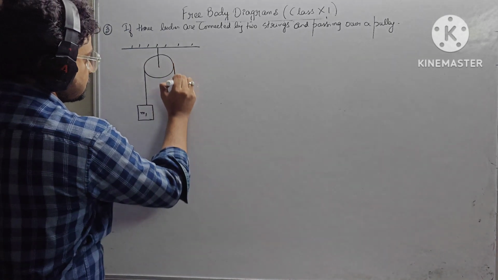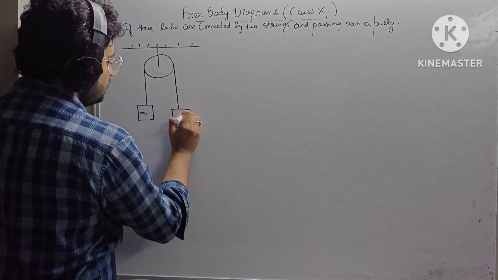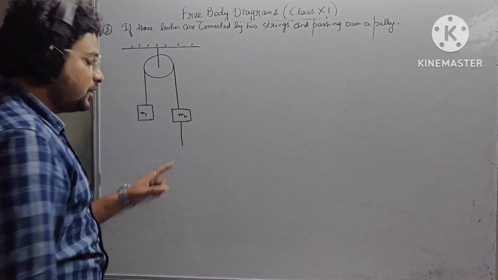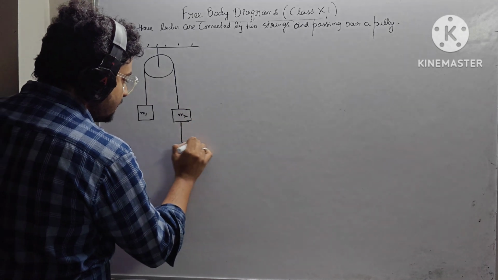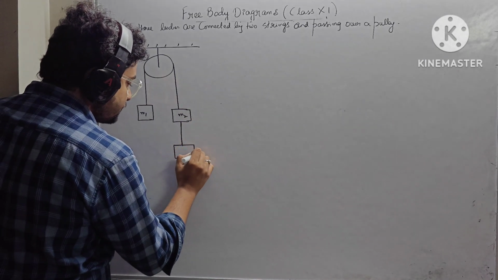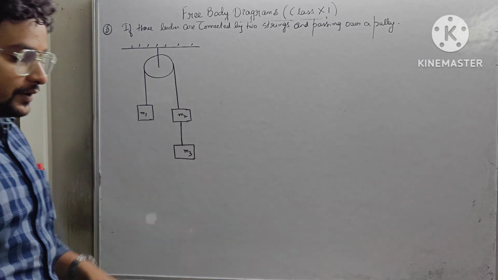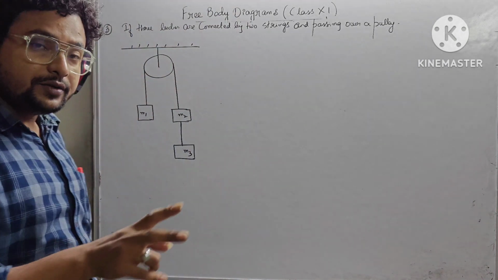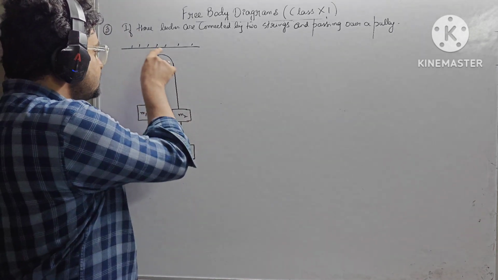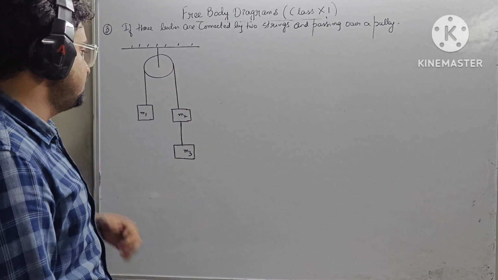Here I have connected one more block. That is M2. And here I have connected one more string with which I have connected one more block. That is M3. Now in this case, what is going to happen? You see. Now over here, you see there are two strings. One string is this one, and here also I have connected one string. There are two strings basically.